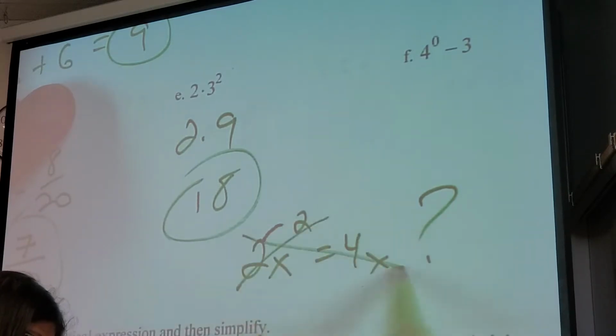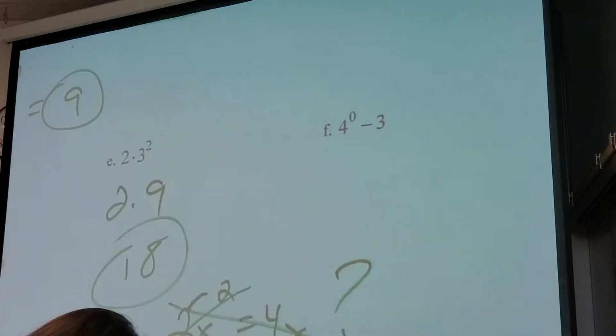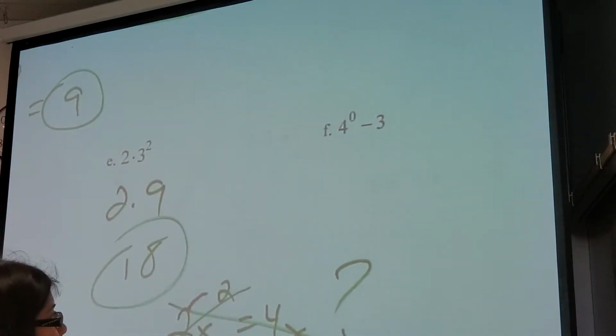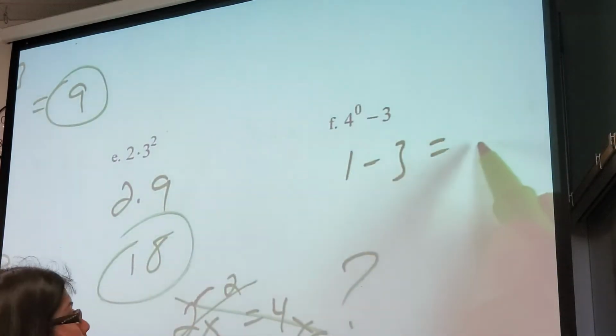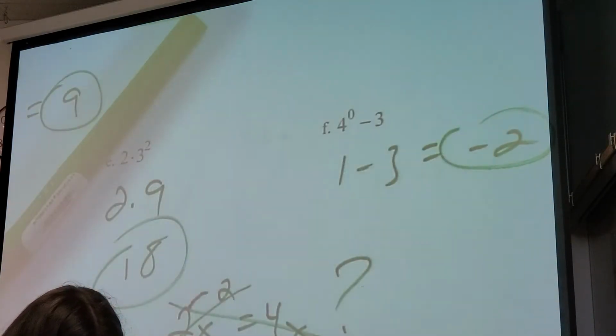All right, here we go. This is from earlier. I promised I would show you why the 0 power is what it is. I'm going to do it here. Now we know it's always 1. Anything to the 0 power is 1. What's 1 minus 3? Negative 2. Let's talk real quick about why a 0 power makes something 1.